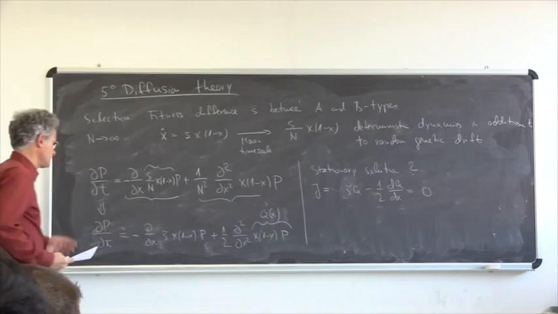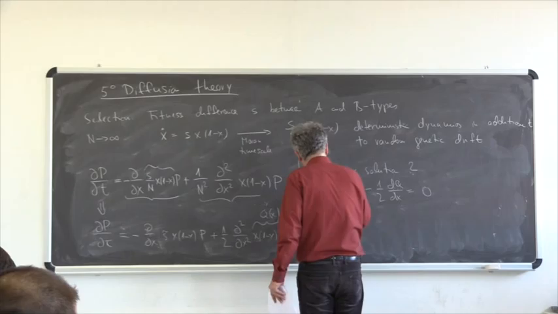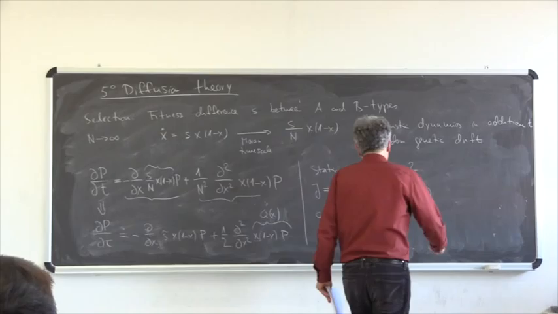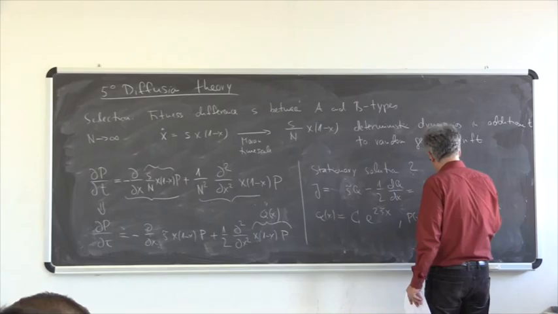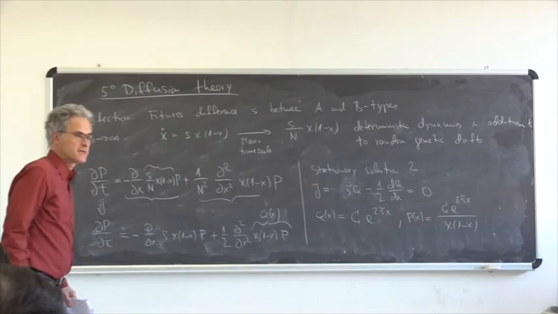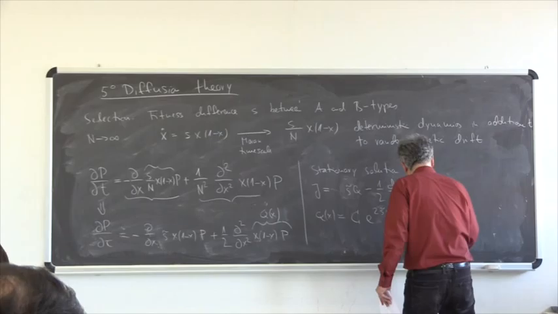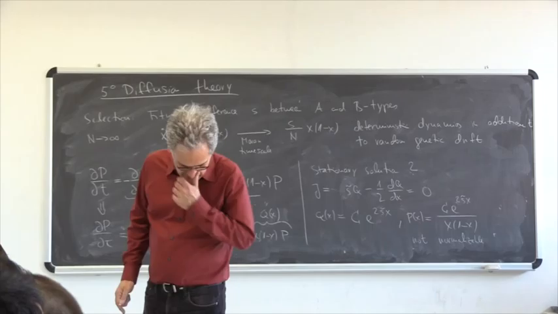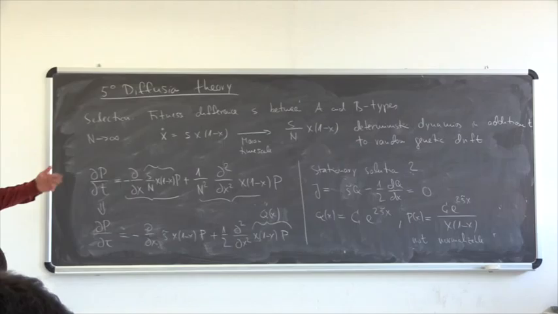And this you can easily solve. So Q of x is an exponential function, some constant times e to the 2 S tilde times x. And so P is a constant times e to the 2 S tilde x divided by x times 1 minus x. So it still diverges at the boundaries and is still not normalizable. Of course, that is what we expect. In order to get a normalizable solution, we actually need to add mutations, which we can also do in a moment.